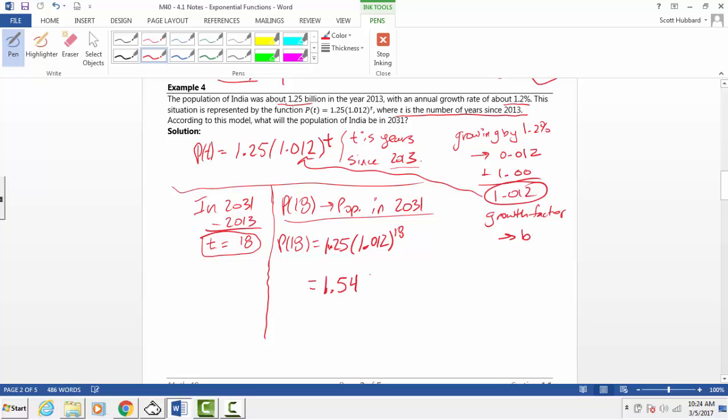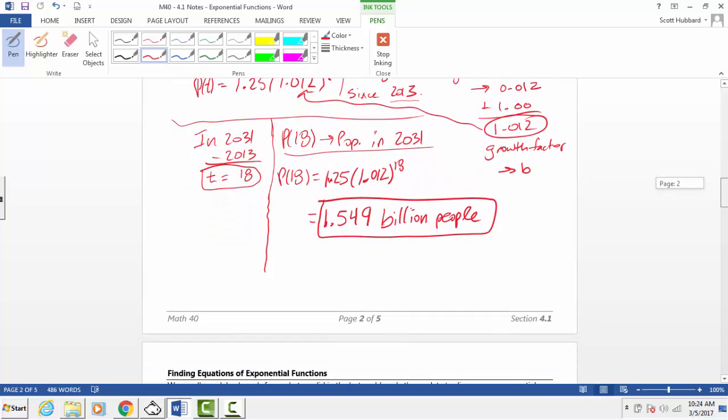And remember the units, the population was in billions, so this is going to be billion people. So in 18 years from 2013, so in 2031, the population has grown to 1.549 billion people.